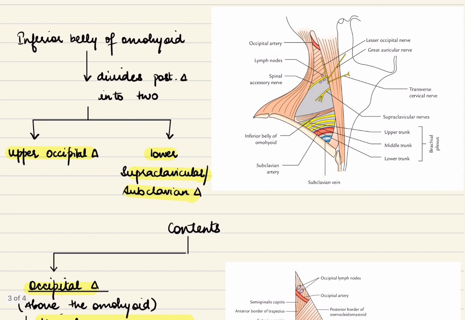Now this triangle is divided into two parts by the inferior belly of the omohyoid muscle, and this divides the triangle into a larger superior part which is named the occipital triangle and a smaller inferior part which is known as the subclavian triangle or supraclavicular triangle.